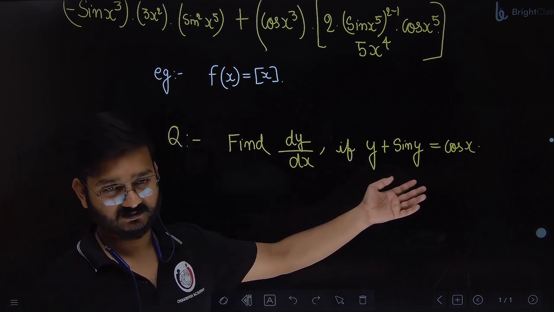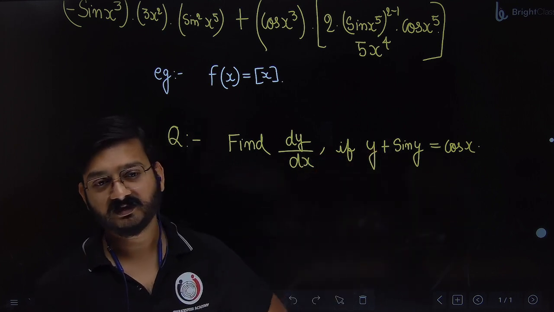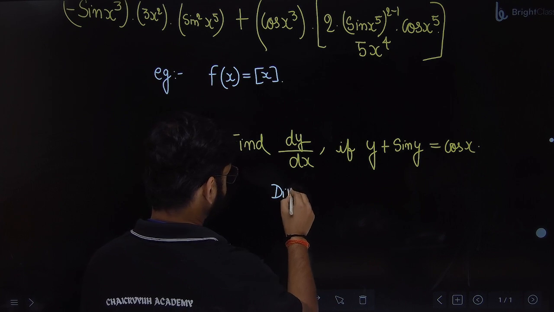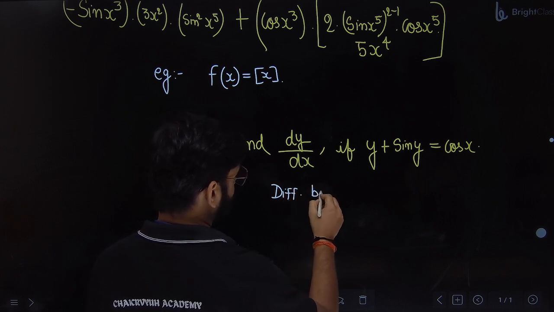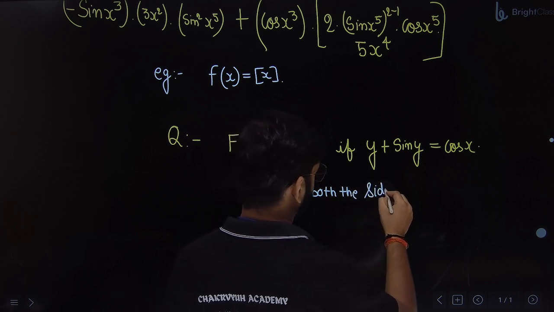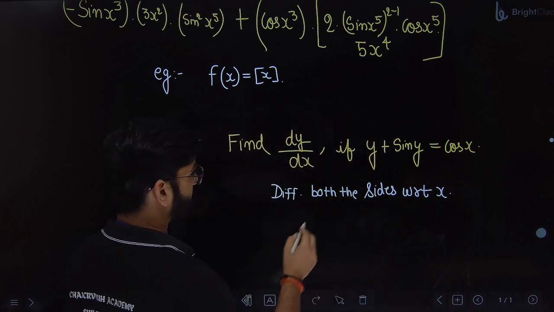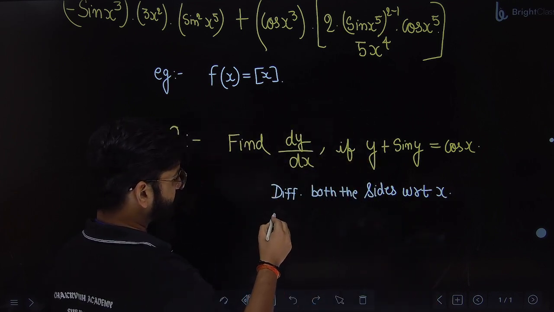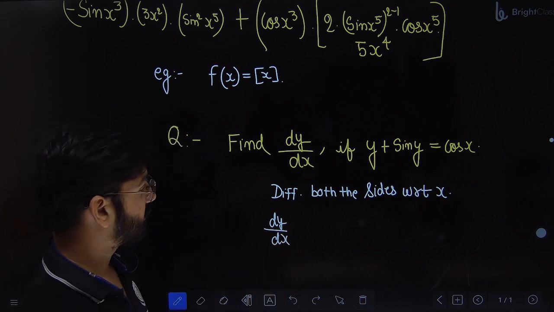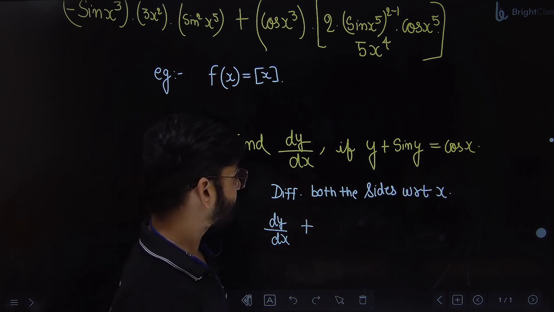So this is the equation. What will you do? Differentiate the whole equation with respect to x. So differentiate both these sides with respect to x. So what is the differentiation of y with respect to x? dy by dx. Now all of you see on the board. Just give me 1 minute.